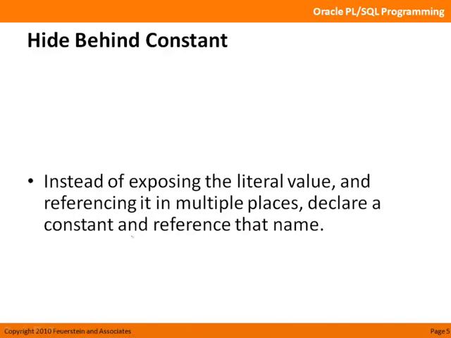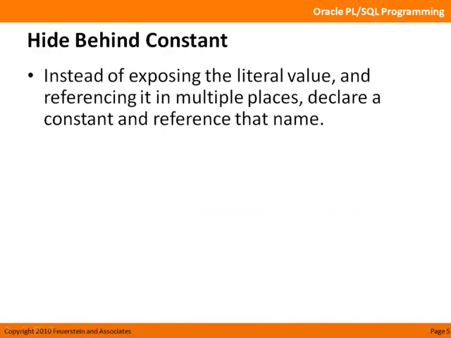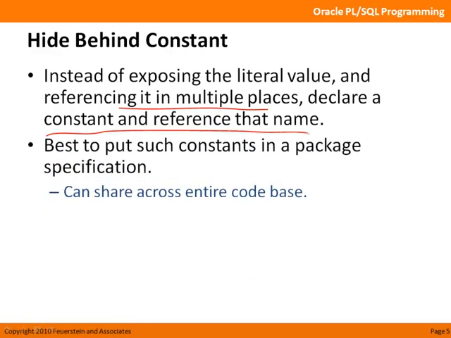So, hide behind a constant. Instead of exposing the literal value and referencing it in multiple places, you declare a single constant, which means you give it a name, assign to that constant the value, and then reference that name. The best place to put such constants is in a package specification so that your entire application code base can reference the constants.